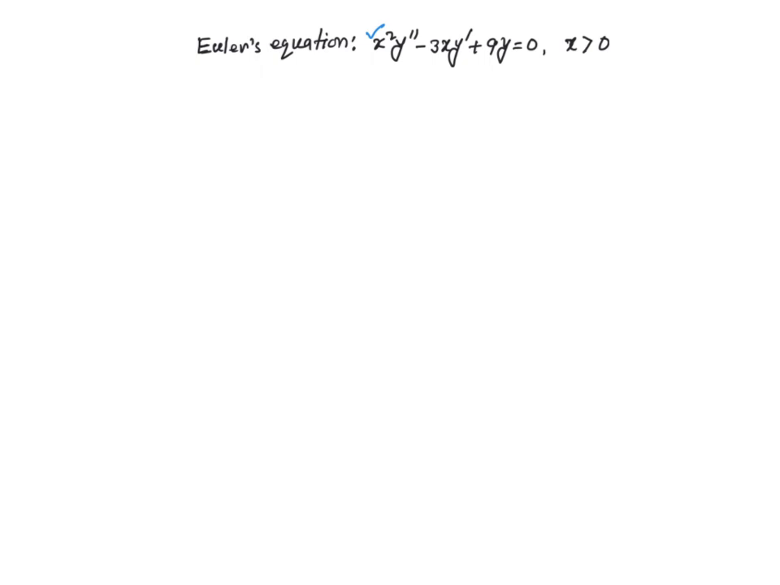Our general assumption is that our solution is of this format. y of x is equal to x to the power r. Then y prime is going to be r x to the power r minus 1, and y double prime is going to be r times r minus 1 times x to the power r minus 2. Now I'm going to take this y prime and y double prime and plug it into this equation.